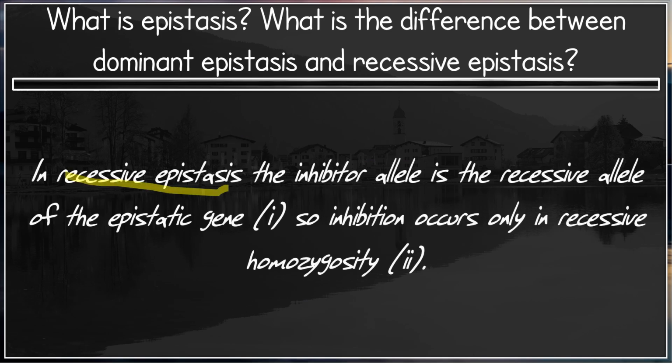In the recessive epistasis, the inhibitor allele is a recessive allele of the epistatic gene, small i. So inhibition occurs only in recessive homozygosity, small i small i.